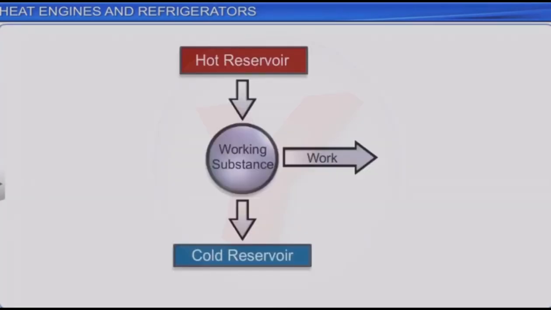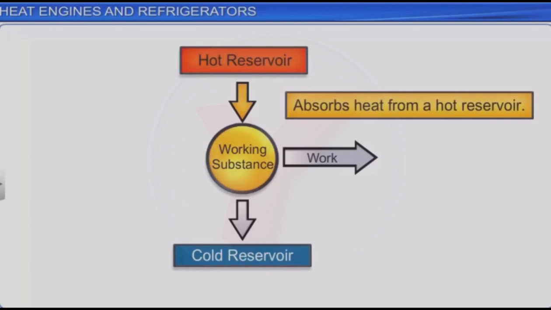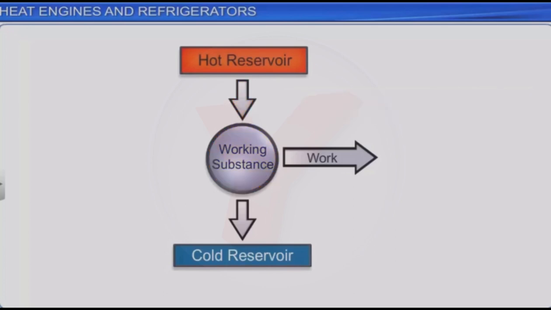The schematic representation of a heat engine is as shown. In each cycle, the working substance passes through the following main processes. First, it absorbs heat from a hot reservoir maintained at a high temperature. Let the temperature of the hot reservoir be T1 and the heat absorbed by the system be Q1.